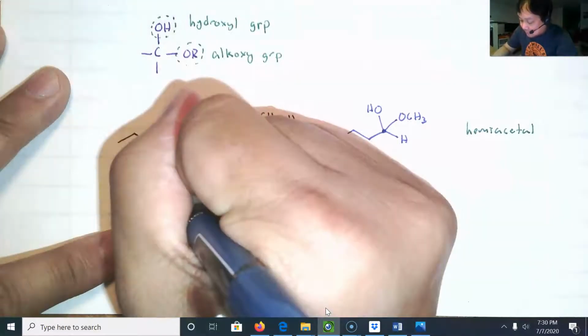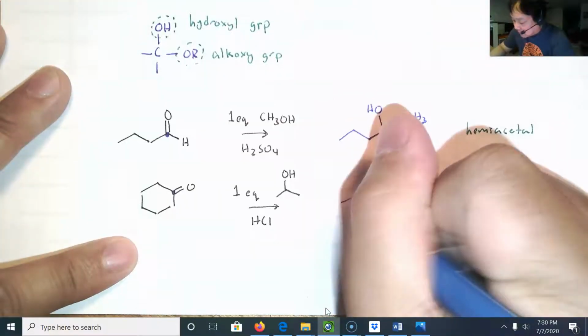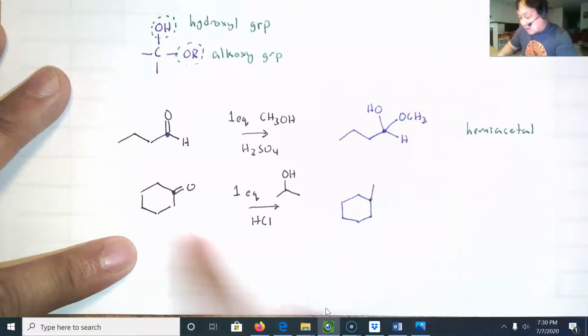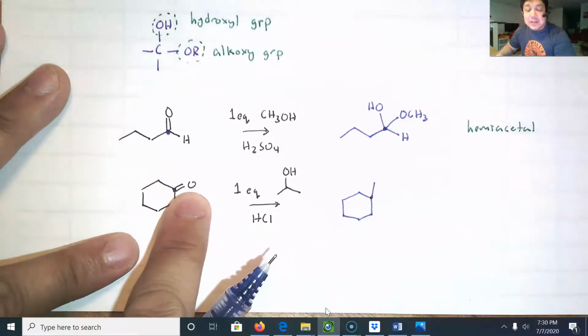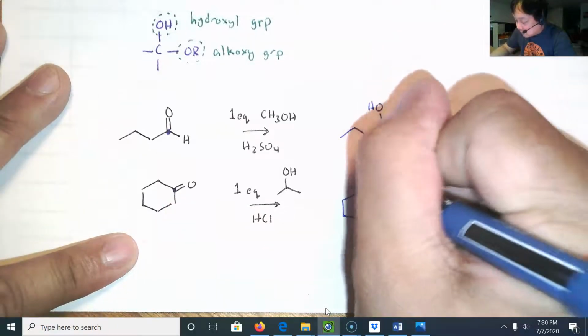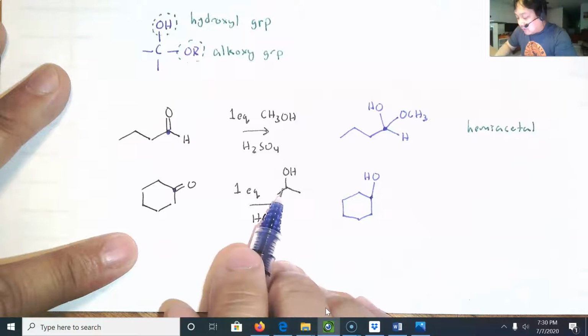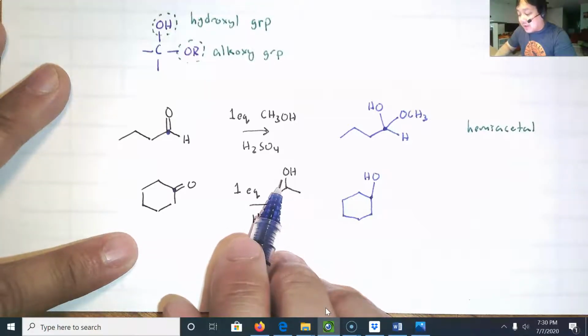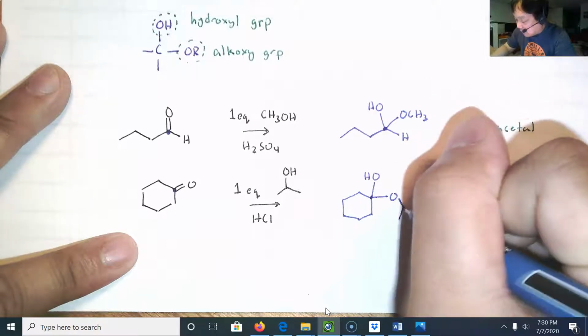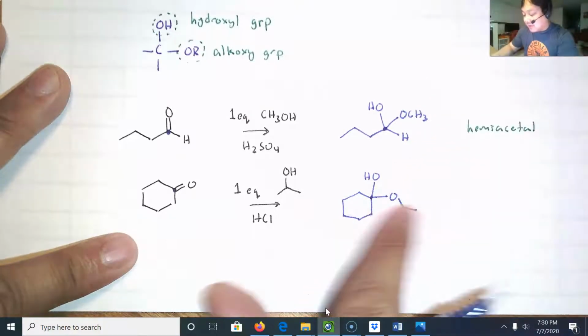Put a dot. Draw your carbon skeleton. Here's your dot. That oxygen actually is the oxygen that becomes the OH group. And then the oxygen of the alcohol becomes the alkoxy group. Okay, go ahead and put an angle there. Don't make it straight.